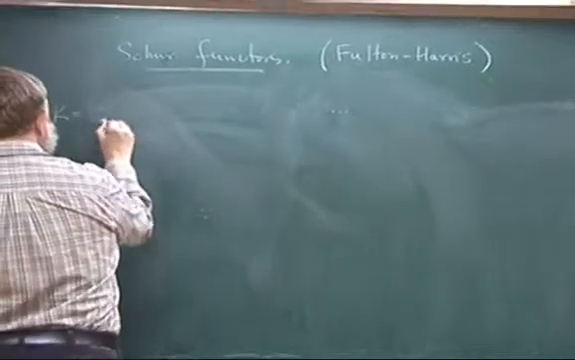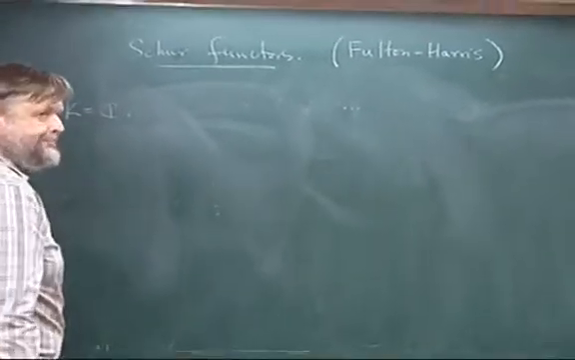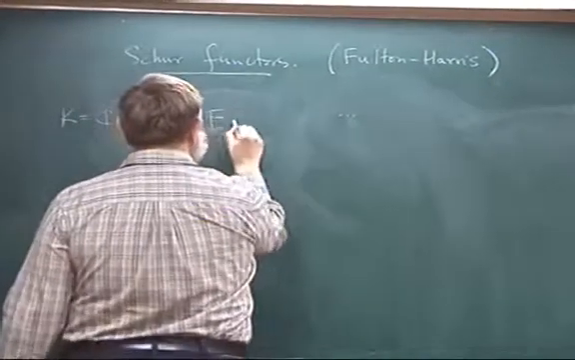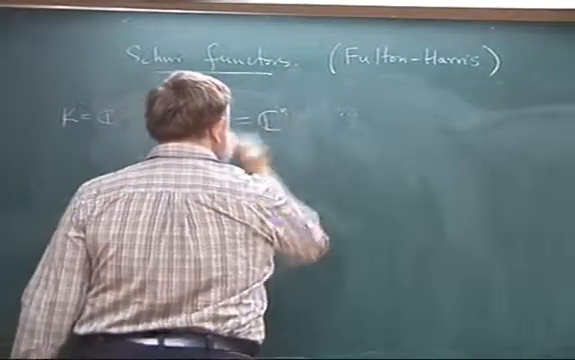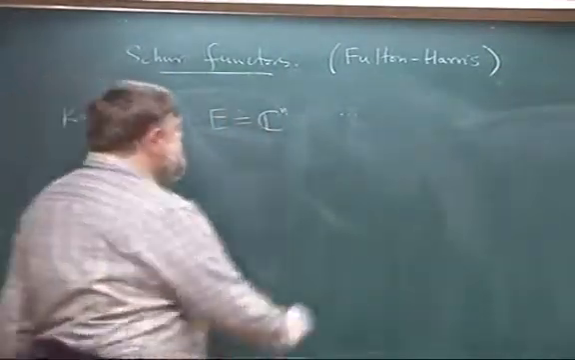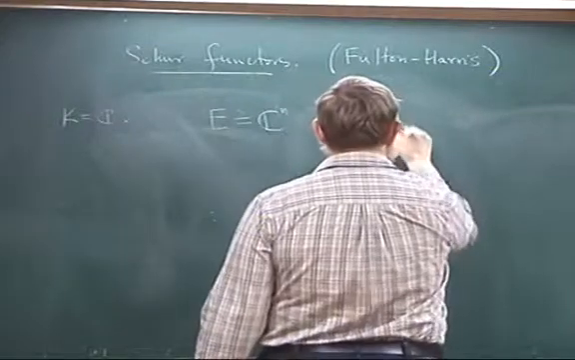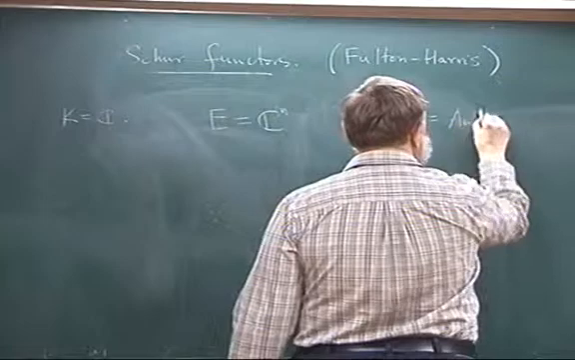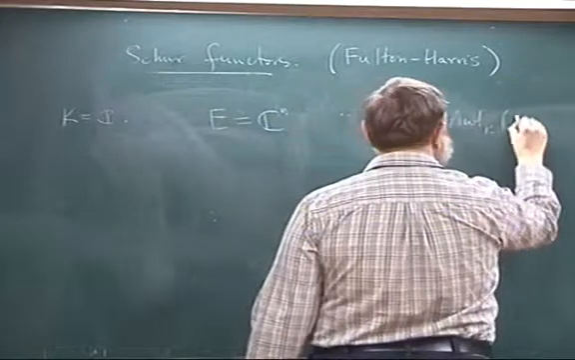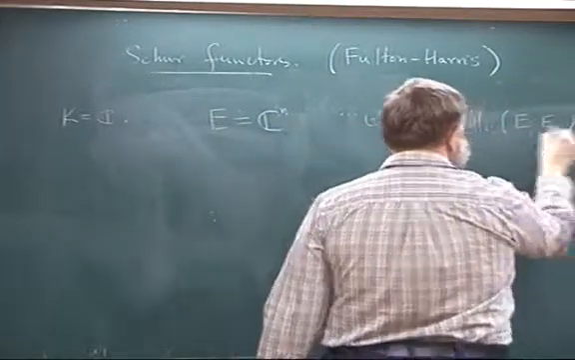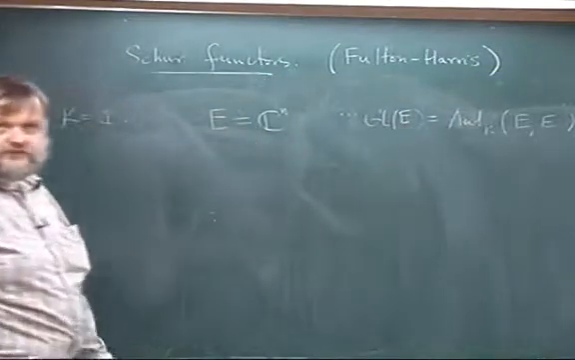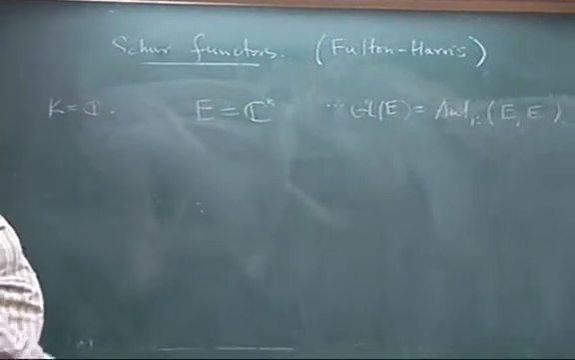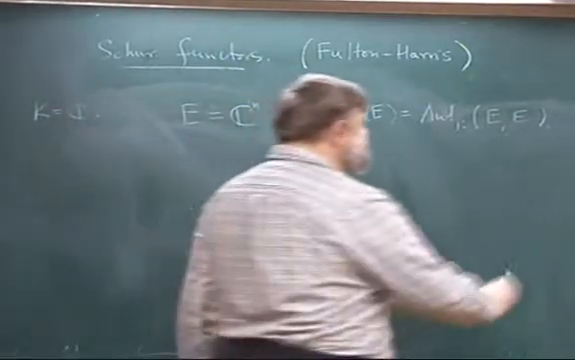So K is C, the complex numbers, and we take the vector space E as C to the N, and then we look at the group GL(E), which are just linear automorphisms over K of E to E. So if you choose a basis in E, you can think of this as the group of n by n non-singular matrices.